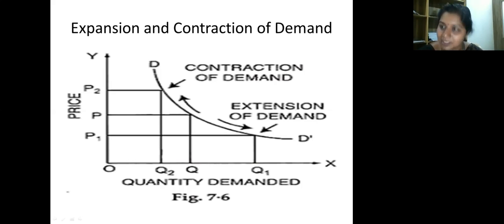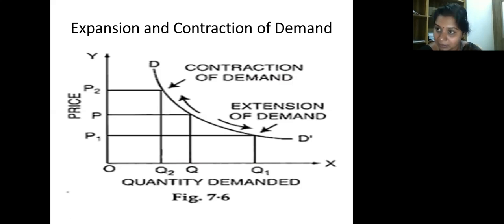When the internal factor changes, that is, when the price changes, the movement will be on the same demand curve. When the price decreases, we move to the higher portion of the demand curve. When the price increases, we move towards the lower portion of the demand curve. This process is called expansion and contraction of demand. The internal factor, price, is changing, so the movement will be on the same demand curve. It won't shift to the right or left, or downwards or upwards. Same demand curve. Keep this point in mind.